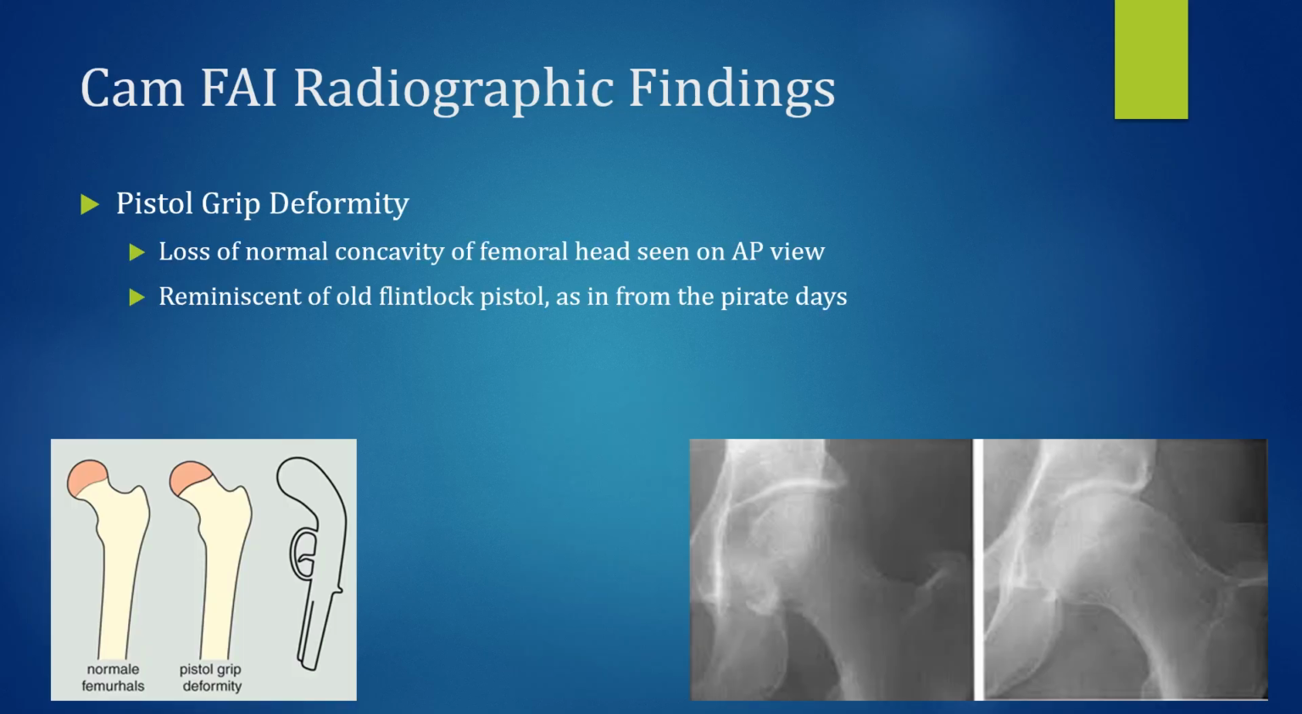One of the easiest ways to spot cam FAI is to look for a pistol grip deformity on an AP radiograph. This is a way to describe the roundedness of the femoral head, likening it to an old flintlock pistol. In the X-ray on the left, we can see the normal concavity that the superior aspect of the femoral head takes that is in stark contrast to the image on the right.